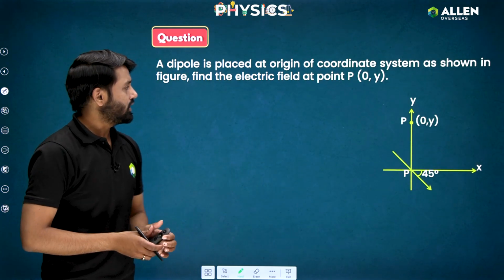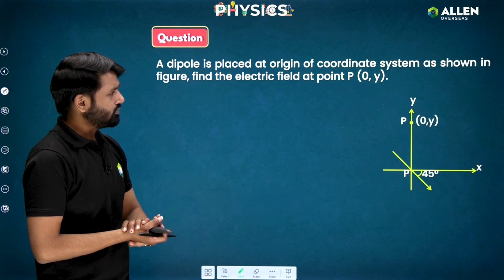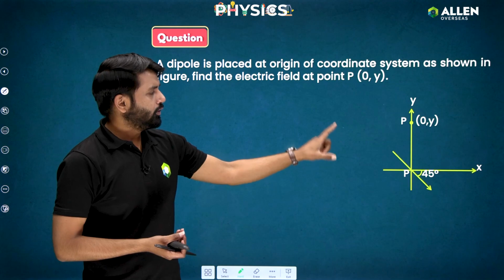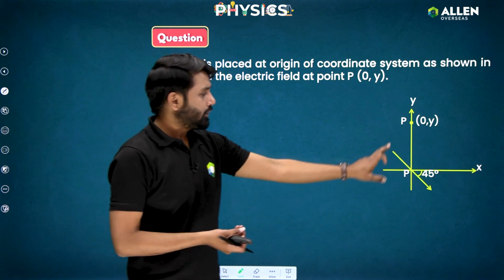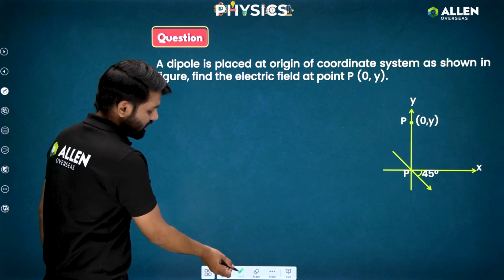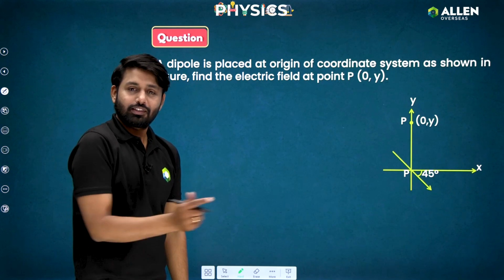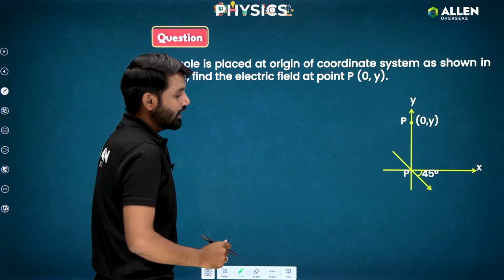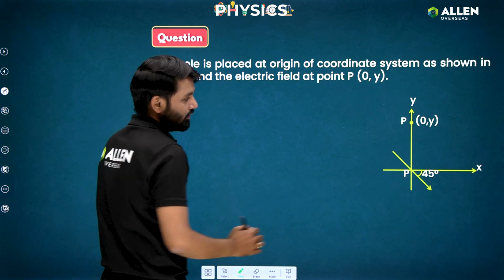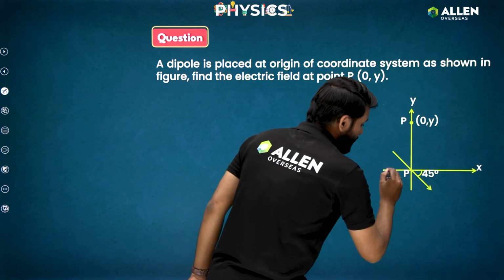So let's read the question. A dipole is placed at origin of coordinate system as shown in figure. Find the electric field at point P, 0, y. Coordinates are given 0, y. Sir, we observed the same type of question, same type of concept. Yes, this is at any general point, right, students? You can see here this angle is given as 45 degree, and we have to calculate at point P.